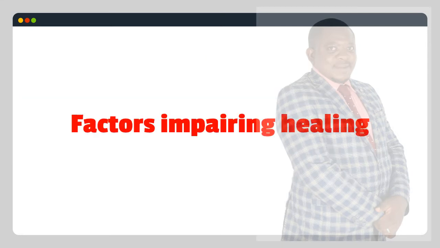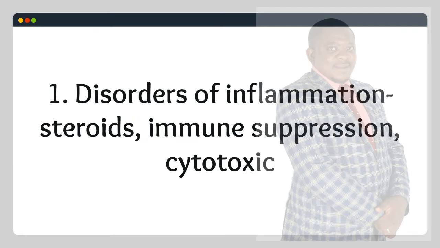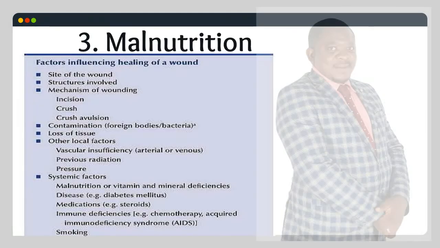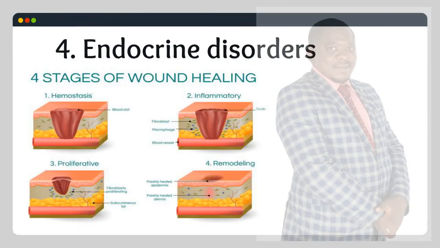Factors impairing healing. 1. Disorders of inflammation: steroids, immune suppression, cytotoxic drugs. 2. Impaired perfusion. Prevention or resolution of problems can be achieved by turning off sympathetic activity, by correcting blood volume deficits, alleviating pain, and avoiding hypothermia. Wounds in highly vascularized tissues, e.g., head and neck, heal fast and are quite resistant to infection. 3. Malnutrition. 4. Endocrine disorders.